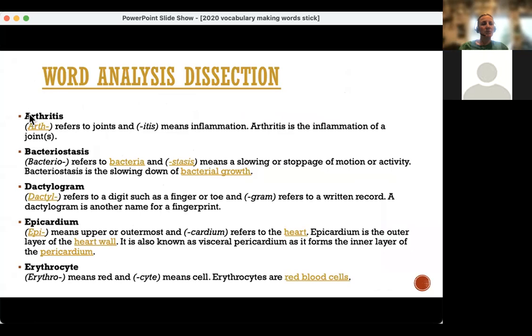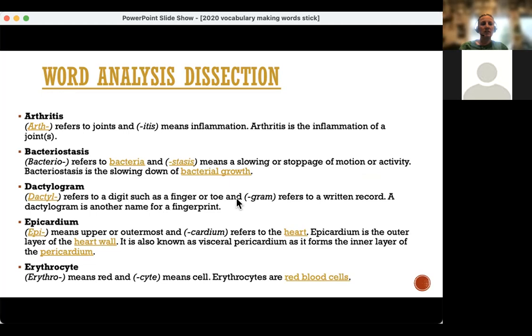Again, so word analysis. Let's look at arthritis, right? Arth means joints. Itis means inflammation. Boom, we know it, right? And we could relate that to other words, well, wait, you're putting me on the spot here now. I don't know if I can find another word off the top of my head, but rheumatitis, is that a word, I think? Then that would be the inflammation of the rheumatitis, right? Bacteriostasis, right? Bacteria obviously means the bacteria part, and stasis is slowing or stoppage of motion or activity, right? Wow, that's a word, right?